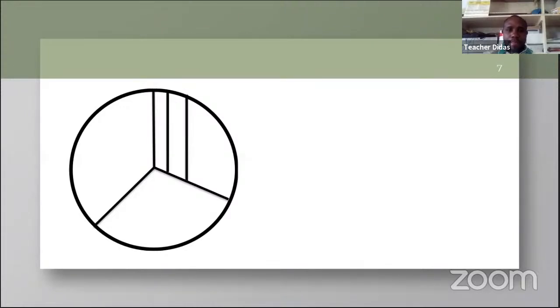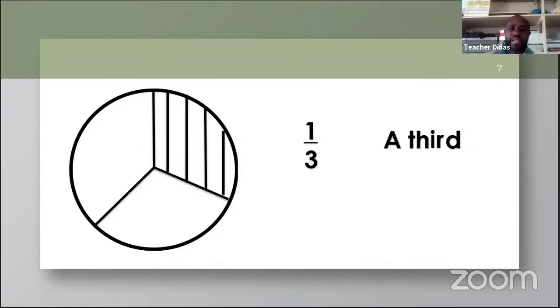Okay, I'm shading. Now after shading, what have I shaded? I've shaded one part, but how many parts did I have altogether? There were 3 parts. Okay, and that fraction is called a third, and we spell a third as A-T-H-I-R-D, a third. Okay, let's do it again.